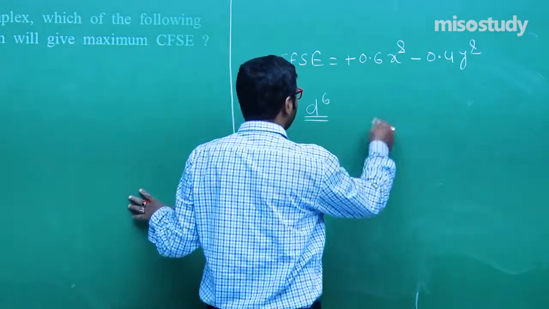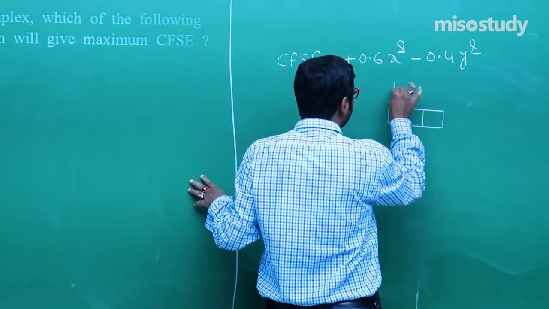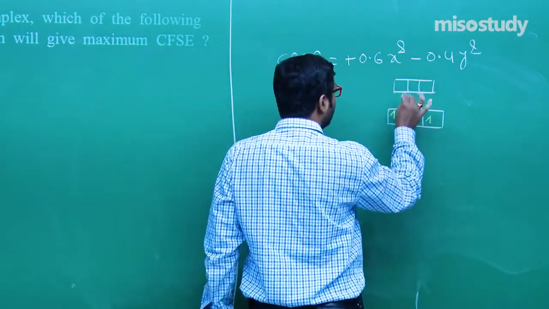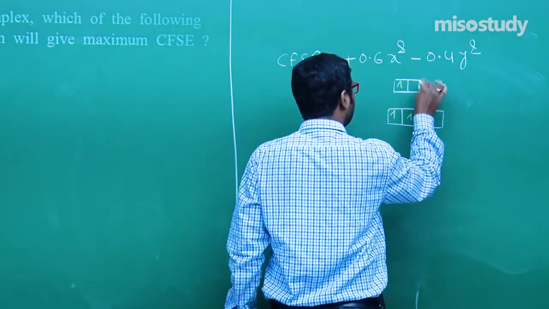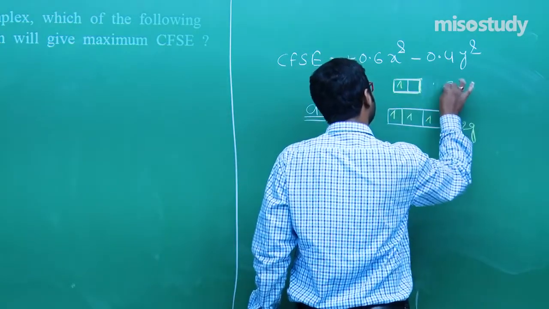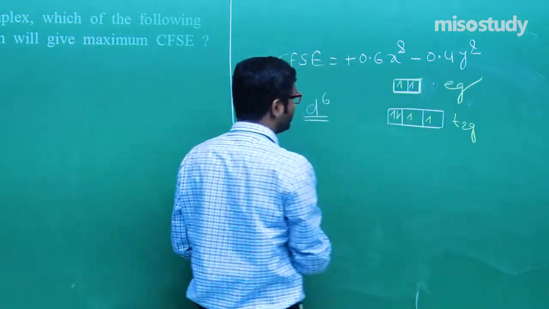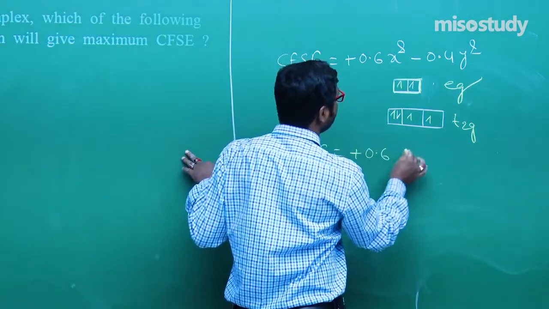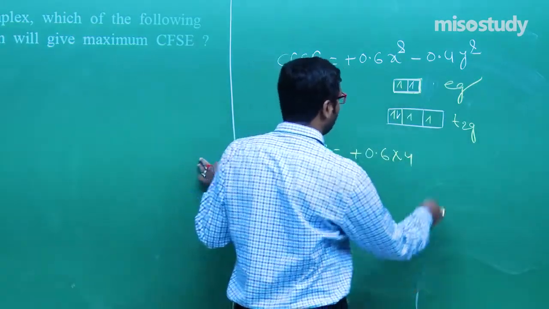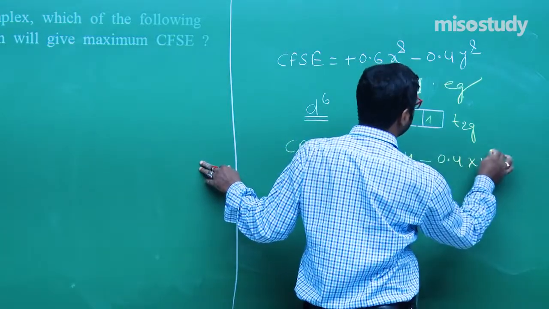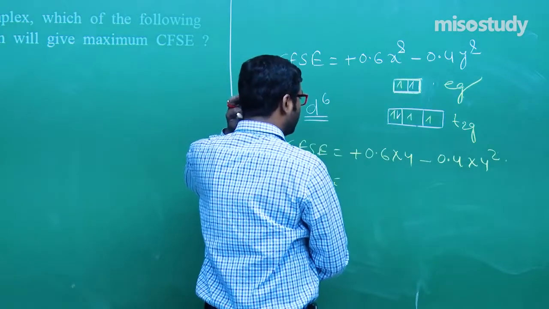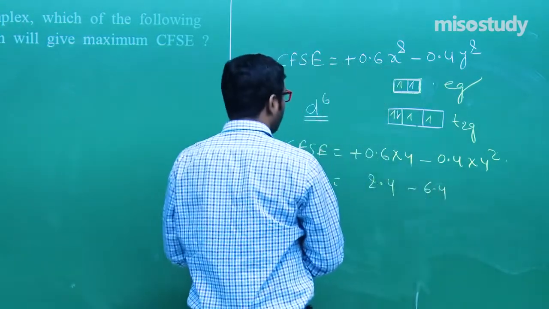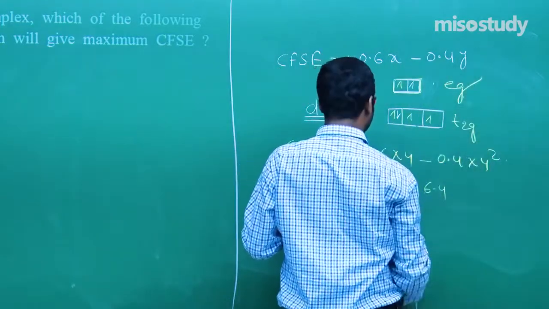That is high spin d6. Yes sir, we are going to tell you, wait for a moment. Now use colorful chalk. Here are eg and t2g, and electrons 1, 2, 3, 4, 5 and 6. Clear? Now check out the electrons. So for this the CFSE value is 0.6 into 2, that is 2 electrons in eg, and minus 0.4 into 4 electrons. That is 2.4 minus 6.4. Am I right? Sorry, that is not x squared, that is 0.6y. Wait for a moment.